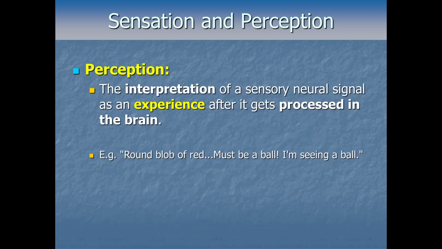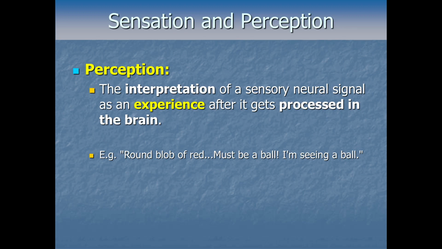Okay? And then what is perception? Perception you could think of as something that has to happen after that. Perception is the interpretation of those sensory neural signals as an experience after it gets processed in the brain. So really it's this larger process that we're talking about usually when we talk about perception.